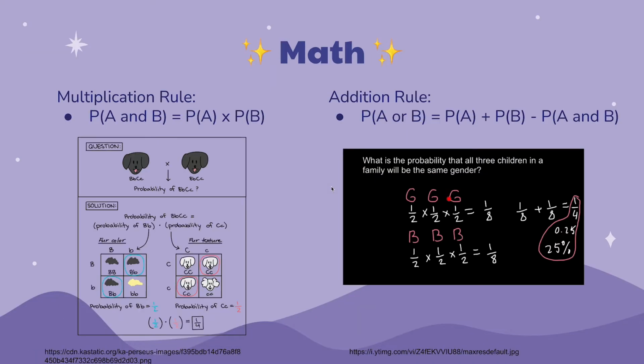Okay, so here's some math that has to do with probability that could save you a little bit of time. The multiplication rule is P of A and B, which is the probability of A and B, is the probability of A times the probability of B. So here we have a dihybrid cross, and what we can see is that for color and for texture, you can find the probabilities of a certain thing in each of them and then multiply them together to get your result.